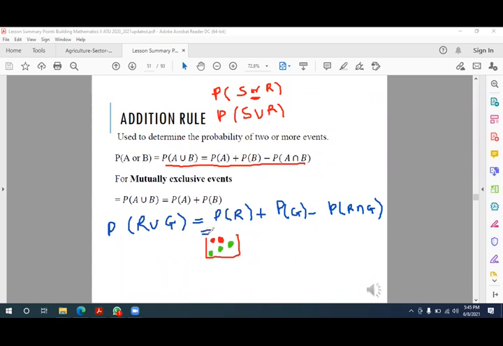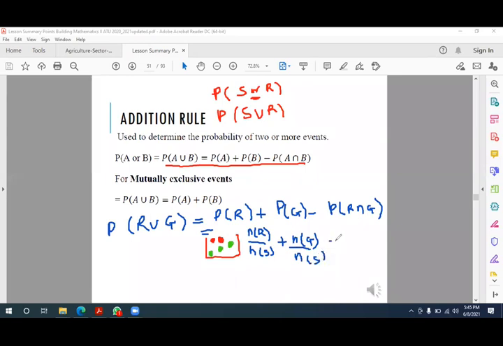P of R will be what? Our definition: number of events, so number of R over what? The number in the sample space. We have the same thing with P of G: number of green over the number in the sample space.